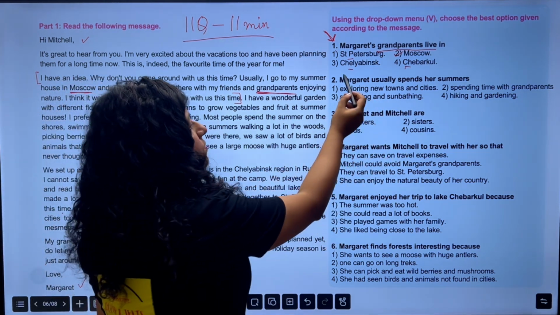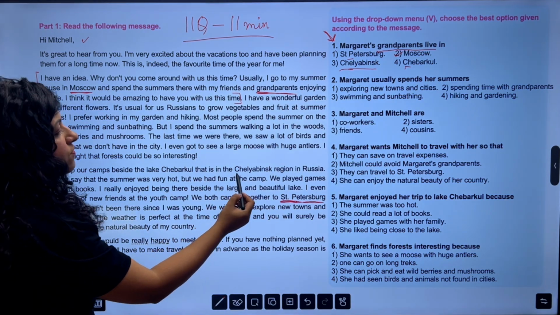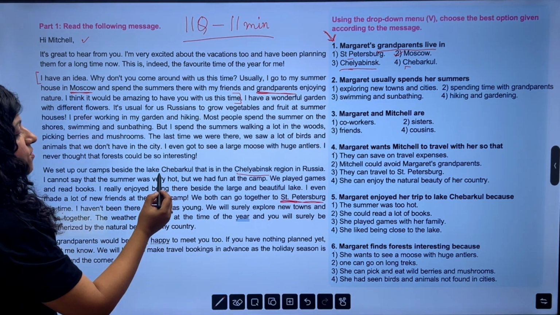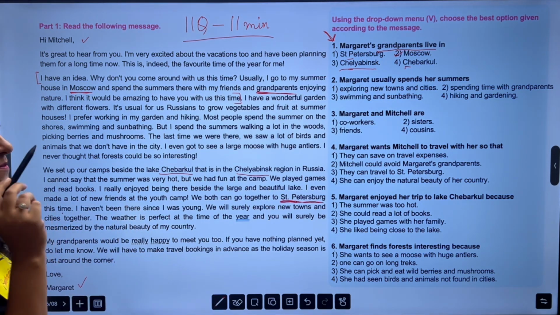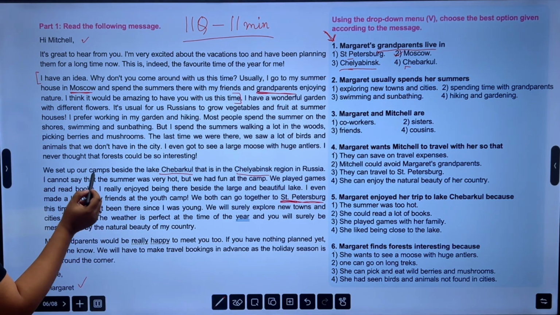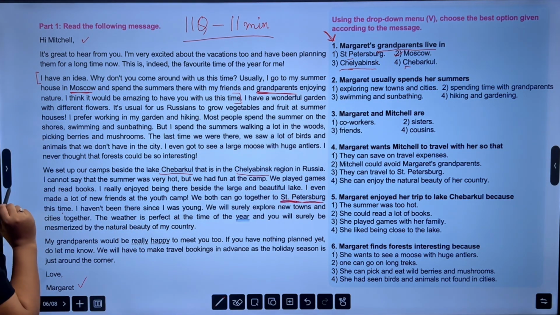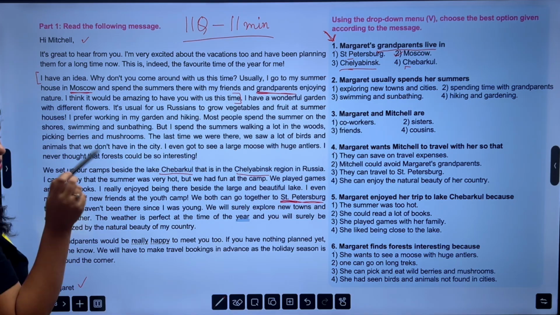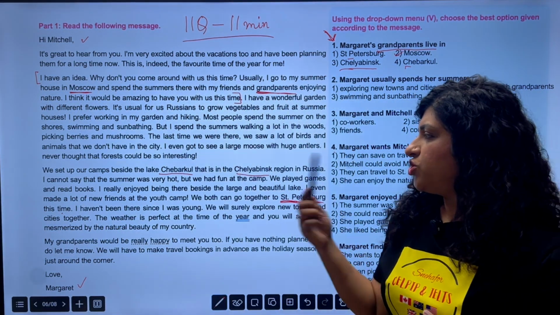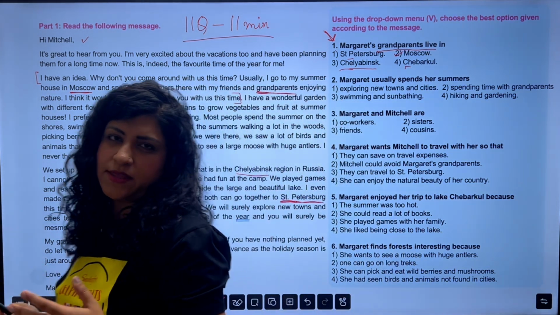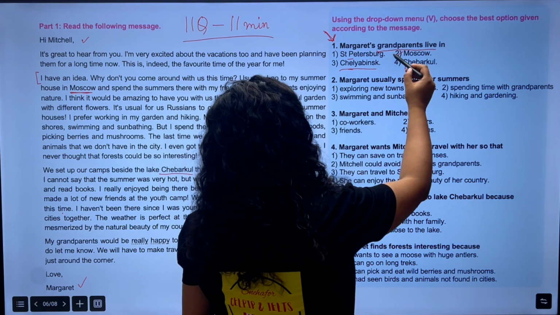Now this option number 3, again I scan it. So it's mentioned over here. Option number 4 is also here. Now let's try to see if anything related to grandparents has been mentioned over here. "We set up our camps beside the Lake Chubakul, that is in the Chelyabinsk region in Russia. I cannot say that the summer was very hot." So here she's talking about these two places just to say that she went there for this camp or something. So again, there is nothing related to grandparents. That means Moscow is the correct answer.